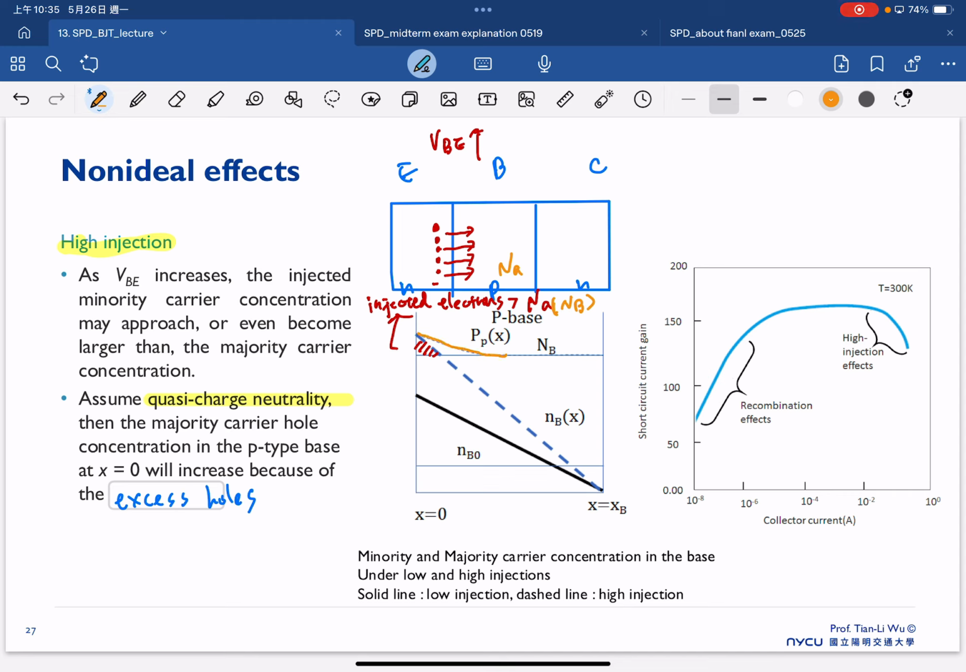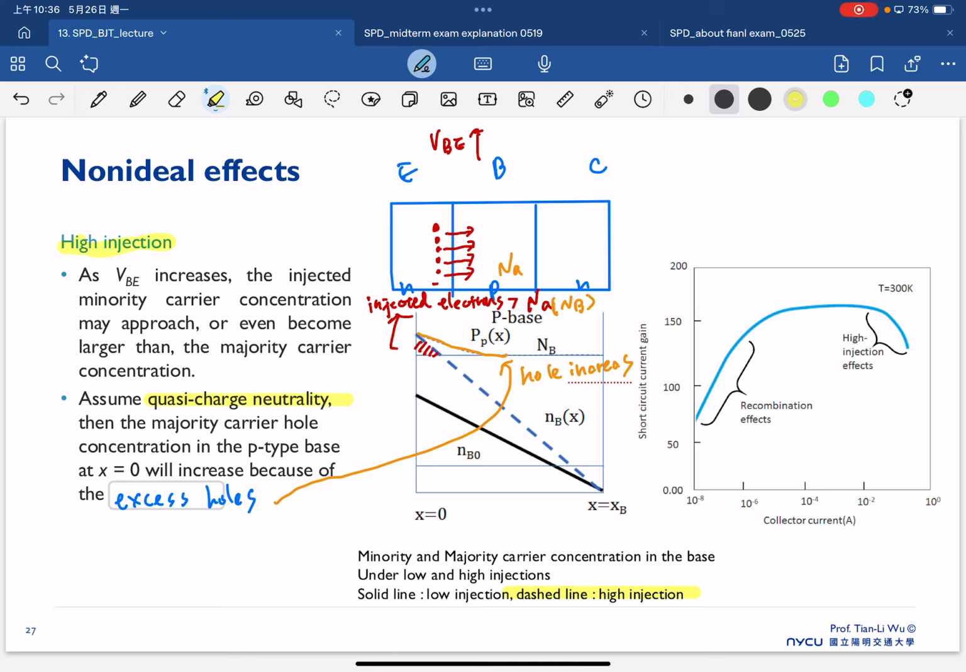This one. So the original hole concentration is flat. Because of the high level injection, now we have additional electrons exceeding our NB. So to have this quasi-charge neutrality, the holes will be increased as well. Now we have the excess hole, so the hole concentration will increase to maintain the quasi-charge neutrality. So this is the minority and majority carrier concentration under low and high level injection, and the high level is the one with the dashed line.